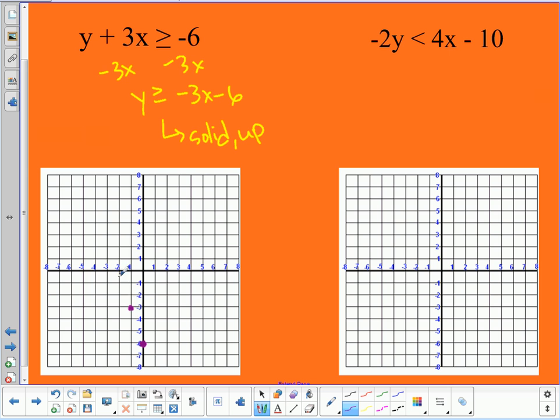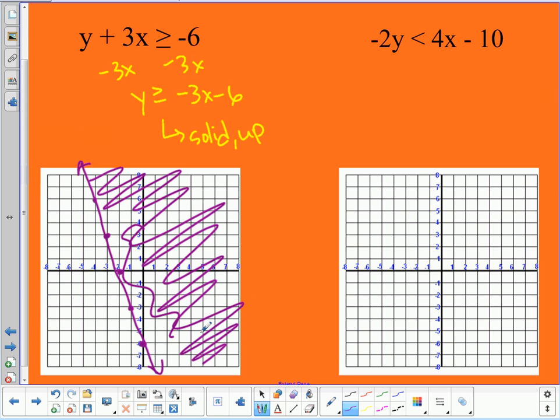So I'm going to go up 3 and back 1. I'm just going to already start counting backwards. So up 3 and left 1. 1, 2, 3, left 1. And this is a solid line. So I'm connecting all of them. And I'm shading up. So up is up here.